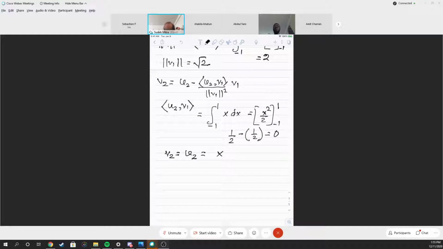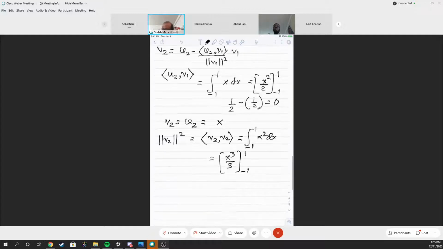So norm of v2 squared is the inner product of v2, v2. So that is integral from minus 1 to 1 of x times x squared dx... no, x times x, which is x squared dx. So that is x cubed by 3, so that is 1/3 minus minus 1/3. So norm of v2 is square root of 2 upon 3.